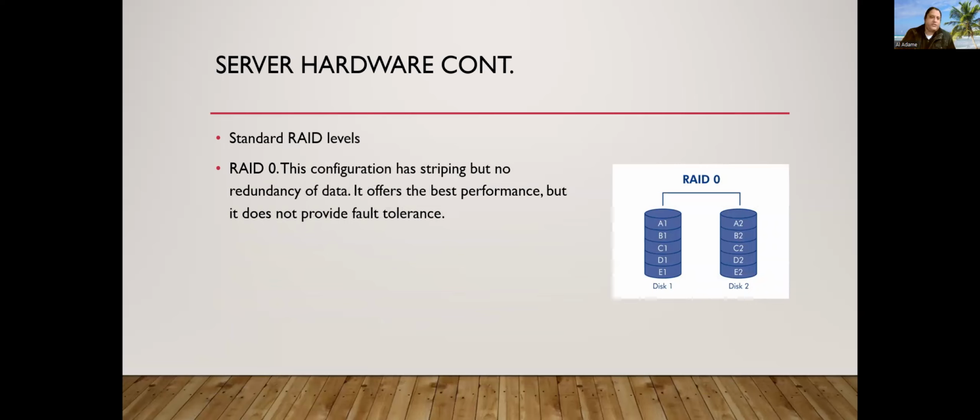So this is a standard level of RAID. RAID 0, the configuration is striping, but no redundancy. So when you're in RAID 0, it just puts the data in both spots, but they can't back it up. There's nowhere else to put it. It offers the best performance. It is the fastest. This is true, but it does not provide fault tolerance. So that's the problem with using RAID 0, there's no backup.